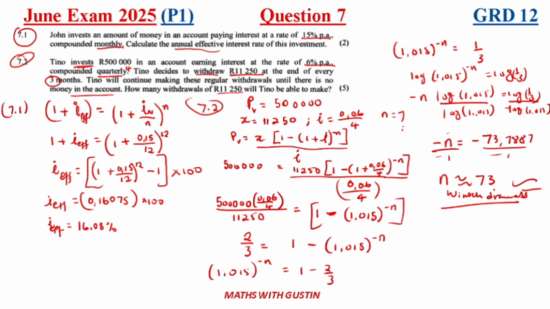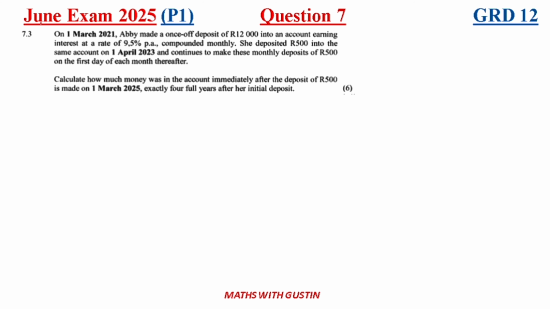We needed to calculate the value of n. Now let's move on to 7.3. Interesting question indeed, but basically I went through this several times, just trying to see if what I'm doing is correct. So I'm here with confidence that what we're doing is correct.